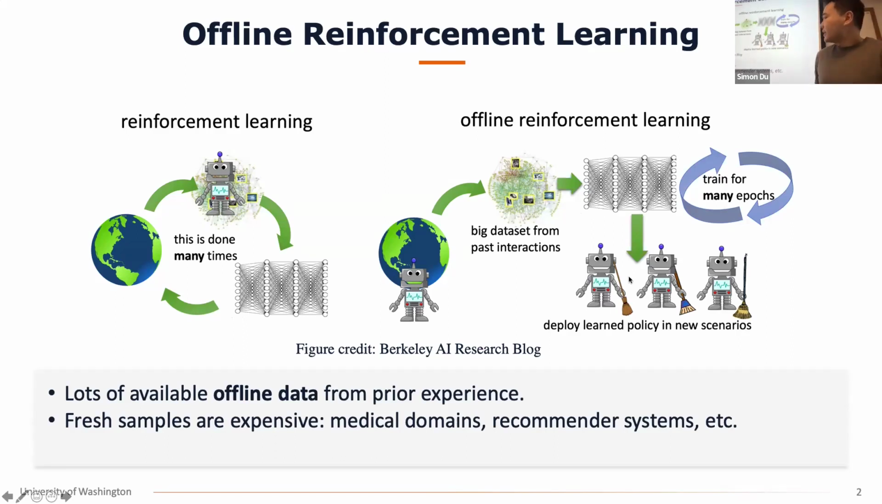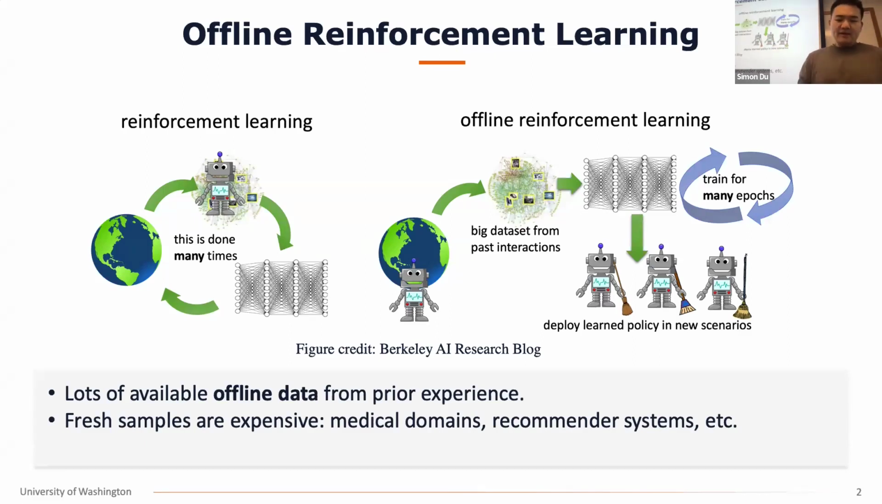The offline reinforcement learning is different. We try to learn or output a good policy just using the offline data, collected from some prior experience or interactions with the environment. For example, here, we just gathered a big data set from the past interactions, and then we use this data set to get a policy. We can still train a neural network, and that's offline reinforcement learning. Basically, we do not have the capability to further interact with the environment.